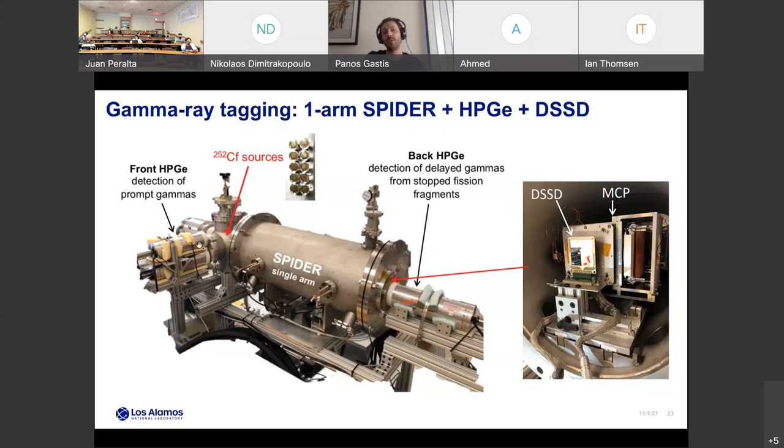two germanium detectors very close to the sources for detecting the prompt gamma rays from the products, and then one more on the backside of the time of flight chamber, very close to the DSSD, which is behind this flange. This back detector was measuring delayed gamma rays from fission fragments that are implanted on the DSSD. Now, when I say delayed gamma rays, I don't mean gamma rays after the beta decay of the product. I'm talking about gamma rays from metastable states in the products. So we are still talking about data related to independent fission product yields.